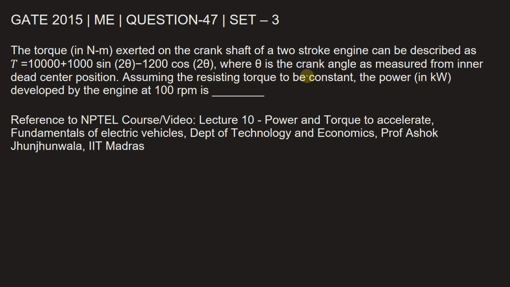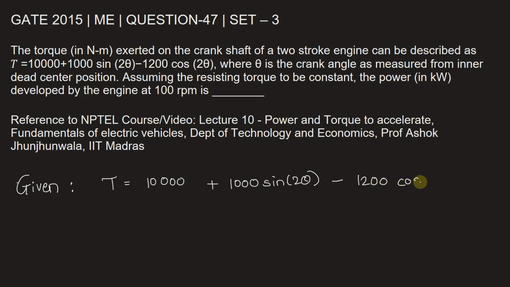Assuming the resisting torque to be constant, the power in kilowatt developed by the engine at 100 revolutions per minute is dash. Let's write the given information here. So first, the expression for torque is given in terms of θ: T = 10,000 + 1000 sin 2θ − 1200 cos 2θ. Next, they have mentioned a very important information that resisting torque is constant. We have to find out the power developed by this engine if RPM of the engine N is 100.